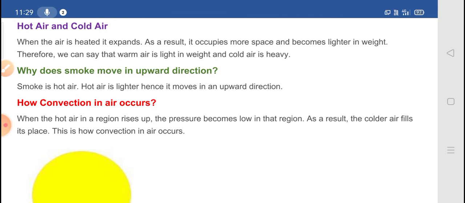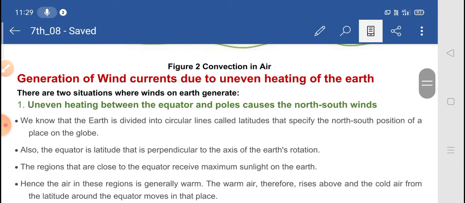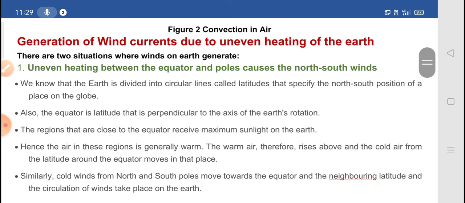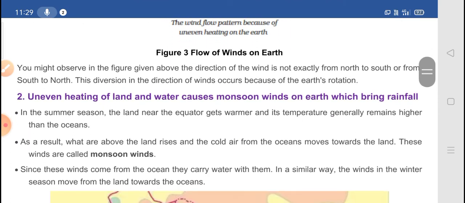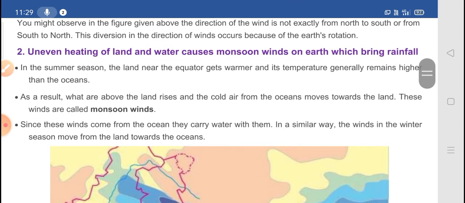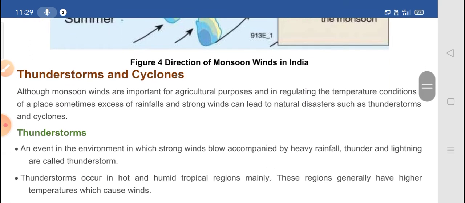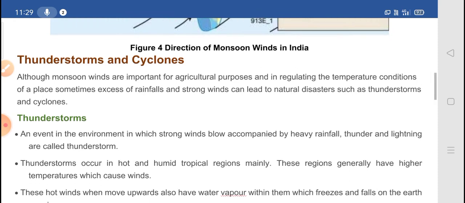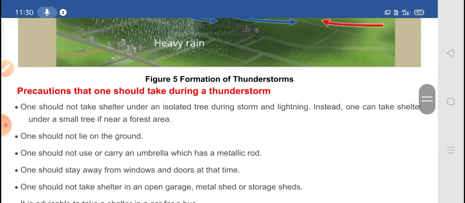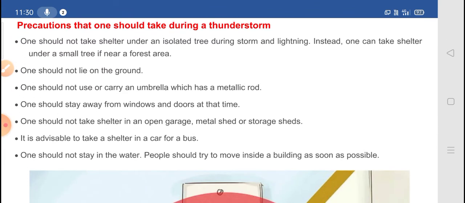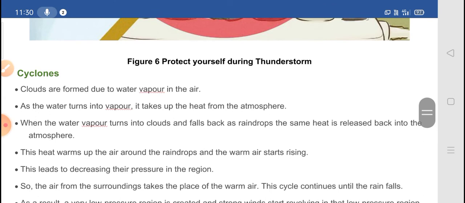It is hot air. Then how convection in air occurs. Then the generation of wind occurs due to the uneven heating of the earth. Here we have discussed the two factors. Then uneven heating of land and water causes monsoon winds on the earth, which bring rainfall. Okay. Then thunderstorm and cyclone we discussed in part 2, right? So what is a thunderstorm, and what precautions we have to take during a thunderstorm. So we have discussed some important points over here, right? Then cyclone, we have also discussed about the cyclone.